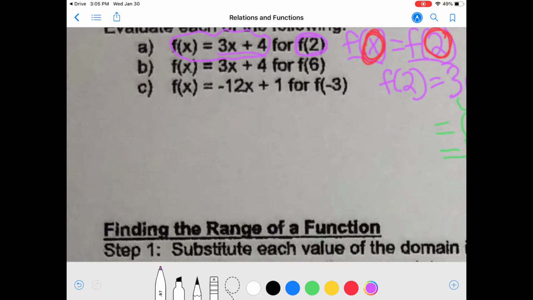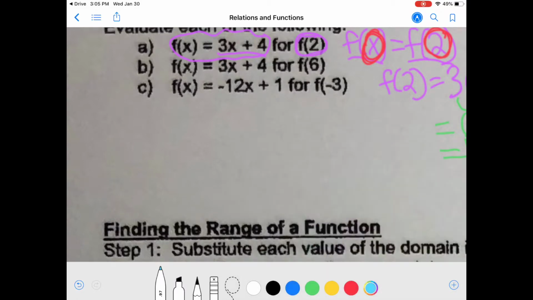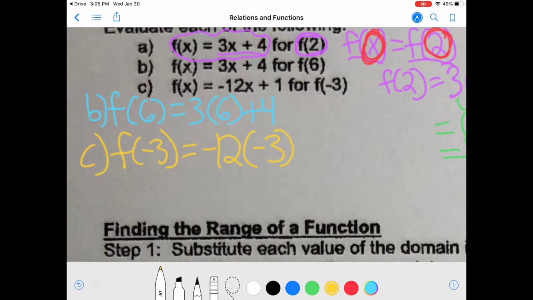So for B, instead of x, I'm substituting in that 6. So 3 times 6 plus 4. And that's for B. For C, instead of x, I'm putting in negative 3. So f of negative 3 equals negative 12, substituting negative 3 in, plus 1. And then I'm solving for these.